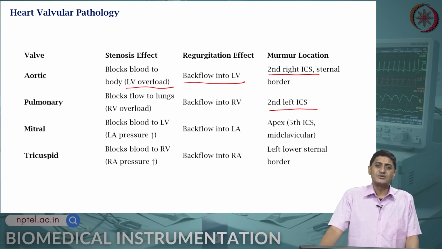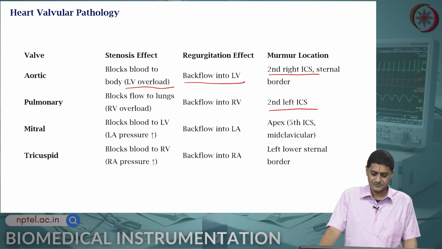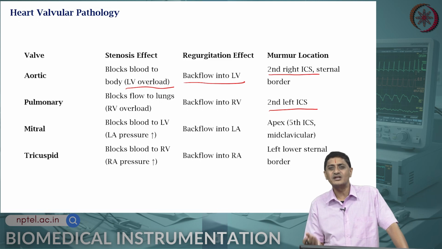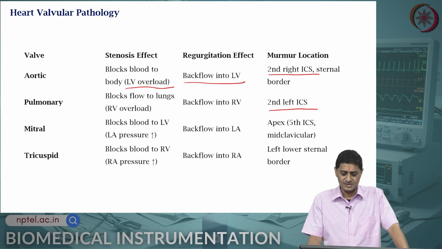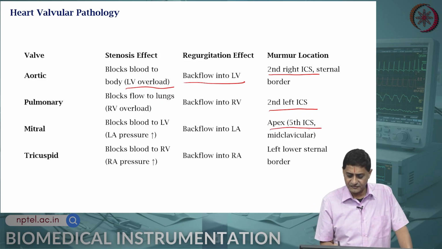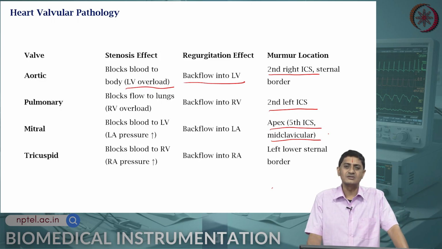When the mitral valve is stenosed, this essentially blocks blood flow into the left ventricle, leading to an increase in the left atrial pressure, and when that is regurgitating, some backflow happens from the left ventricle to the left atrium. This is characterized by a characteristic murmur in the apex, fifth intercostal space of the mid clavicular space.